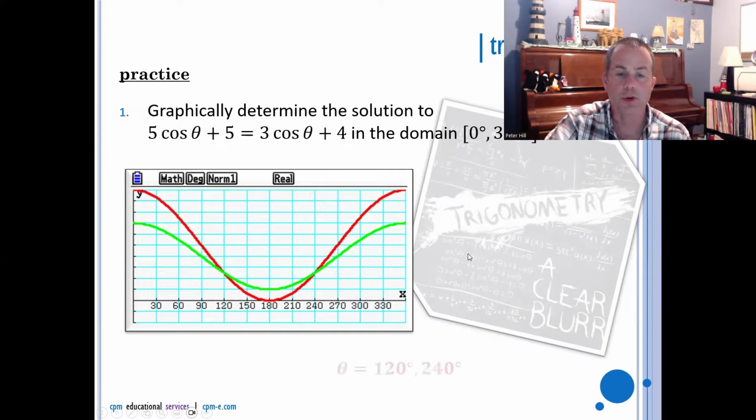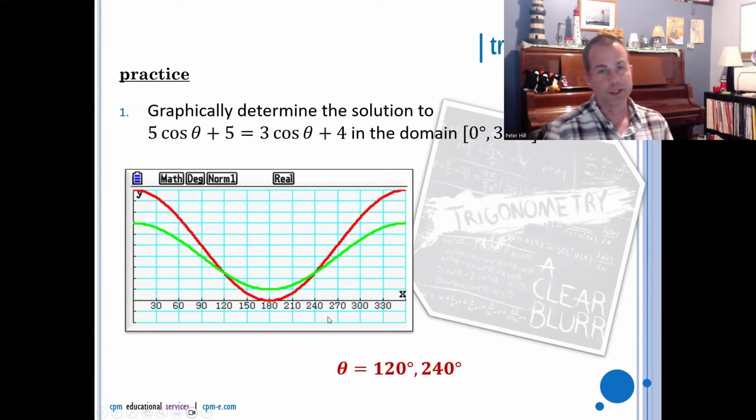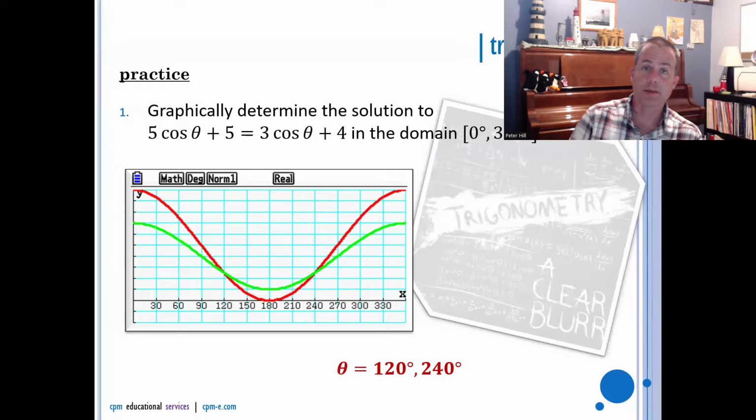Okay, so in the domain 0 to 360, I have two different answers. One is 120 degrees and one is 220 degrees. The question said theta, so I'm answering as theta. I'm in degrees. I'm making sure that my degree symbol is there as well. If you do not have your degree symbol there, your marker is going to think you're in radians, even though it says 120. If you don't have a degree symbol there, you're not in degrees. So that's super important. Don't forget your units.